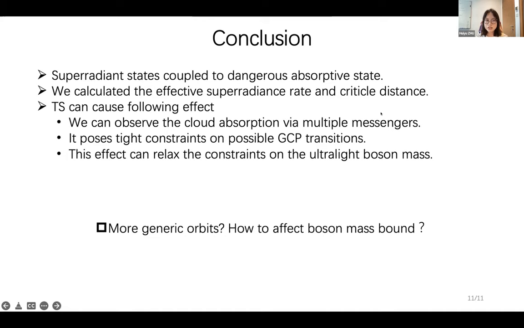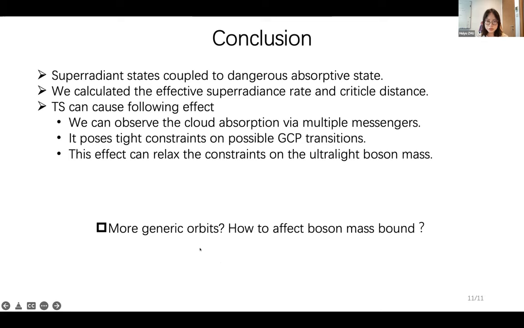And also we discuss that the termination of superradiance can cause the following effects. Firstly, we can observe the cloud absorption via multiple messengers like gravitational wave detection or pulsar timing arrays. And also it poses a tight constraint on the possible gravitational collider physics transition because of the safe region, the critical distance effect. And also, this effect can relax the constraints on the ultralight boson mass.